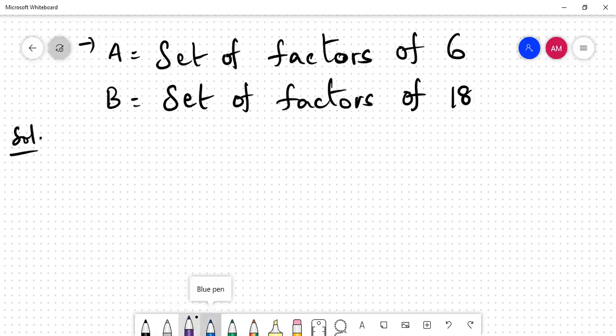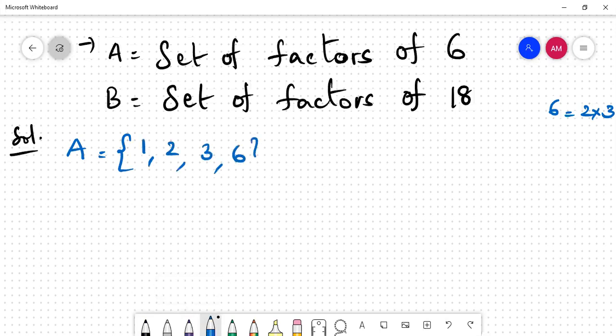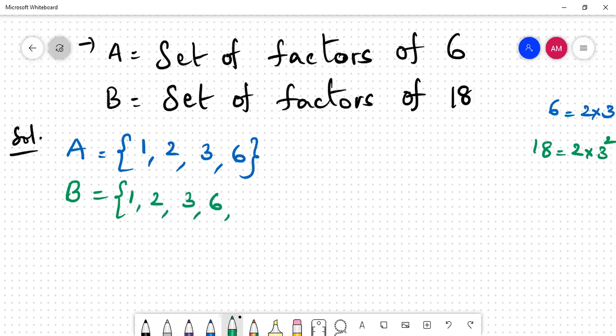So A is the set containing the factors of 6. How many factors does it have? 4 factors: 1, 2, 3, 6. Next we take B, which is 18. The factors of 18 are 1, 2, 3, 6, 9, 18. It has 6 factors.